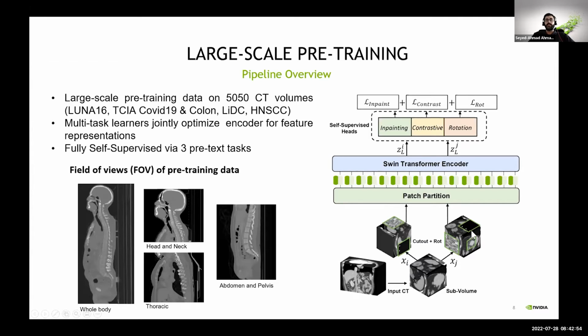The other pretext task is in-painting. So we get corruptions by basically blocking out certain subvolumes and subblocks of this volume, and these need to be reconstructed. So it's basically an in-painting task. The loss here is MSE. And there's also a contrastive loss.